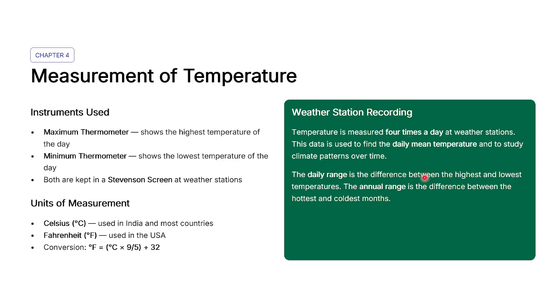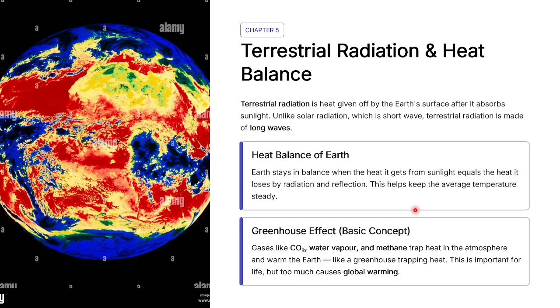The data is used for daily temperature and to study climatic patterns over time. The daily range is the difference between the highest and lowest temperature. The annual range is the difference between the hottest and coldest months. You should remember the same. These things I have taken from the Telangana textbooks.